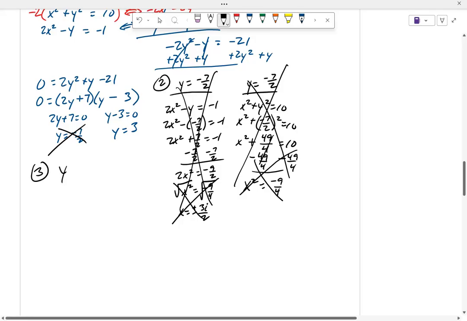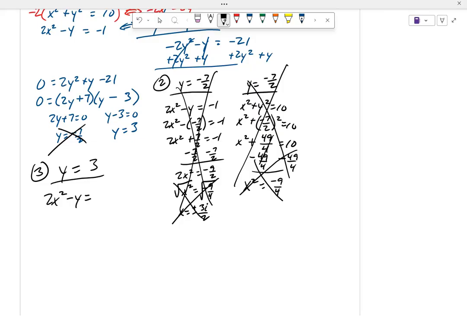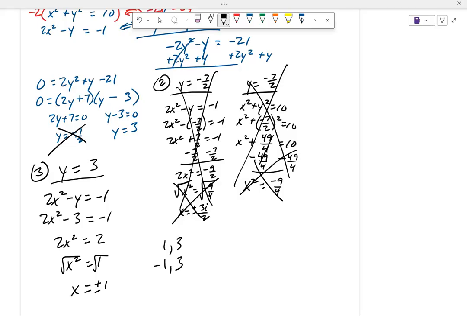So let's keep going on. y equaling 3. Plug it in. 2x squared minus y is negative 1. Add 3. Negative 1 plus 3 is 2. Divide by 2. Square root. I get plus or minus 1. So plus or minus 1, 3. Make sure you check the other one. It does work on both of those.